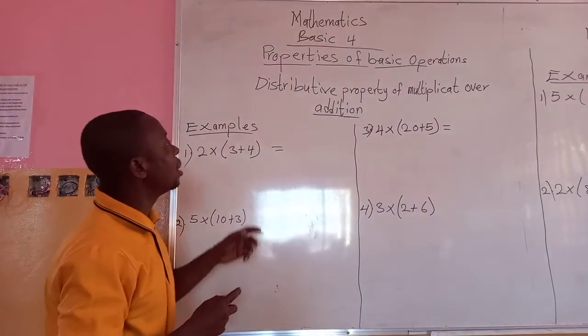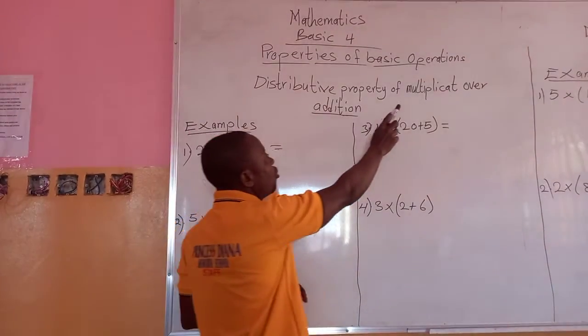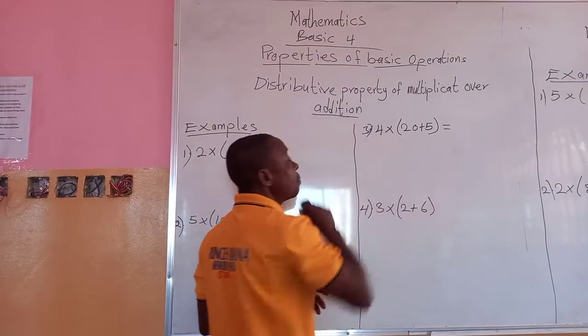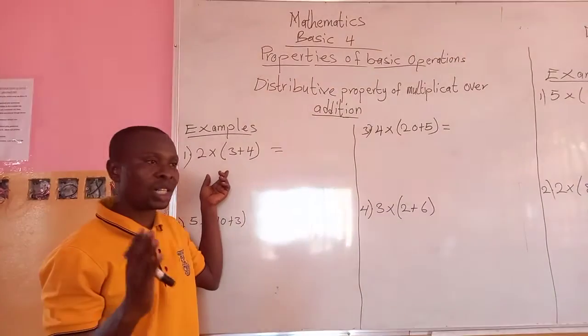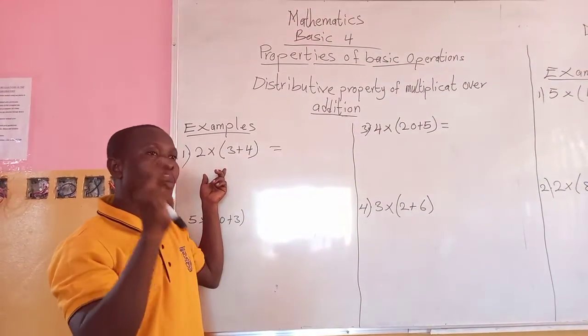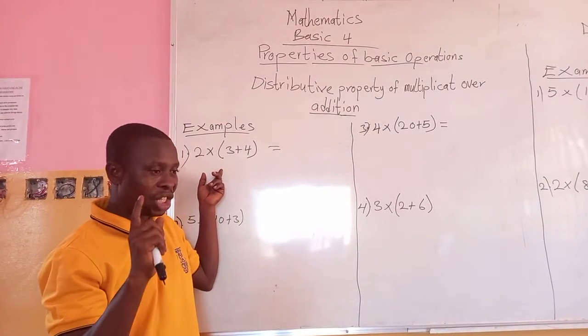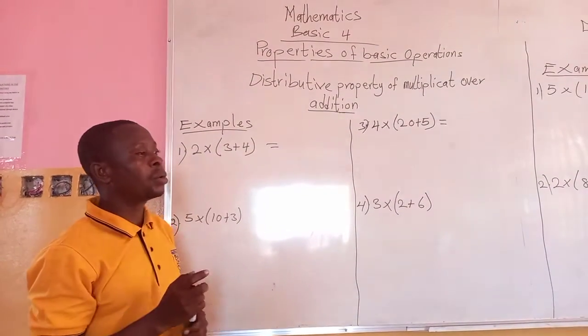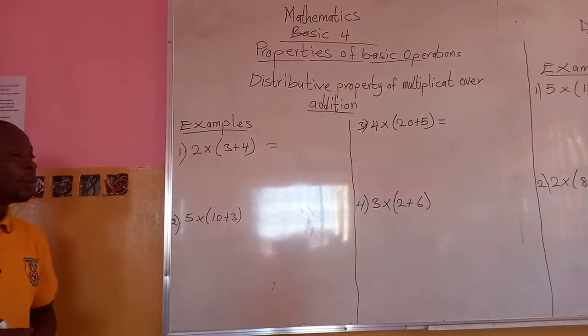Very good. But in today's lesson, we are going to look at the distributive property of multiplication over addition. So in distributive property of multiplication over addition, we are going to look at multiplication and addition. Okay? Very good. So before then, let's look at some examples.